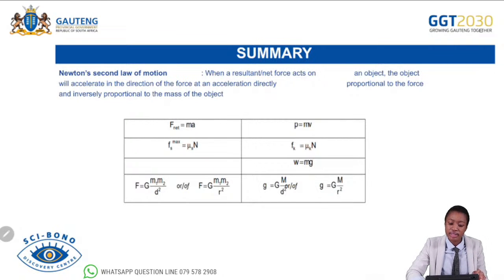And how do you define it? We said that when the resultant or net force acts on an object, the object will accelerate in the direction of the net force. And the acceleration is directly proportional to the net force and inversely proportional to the mass of the object.